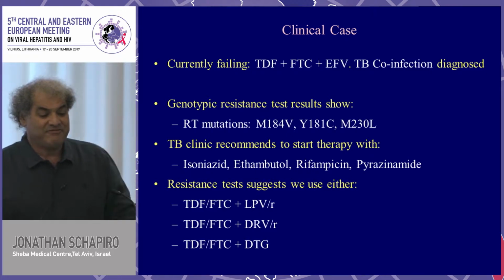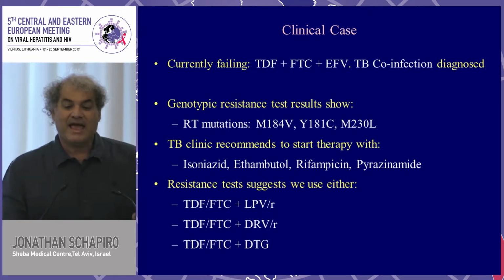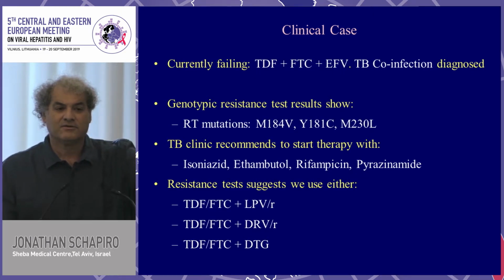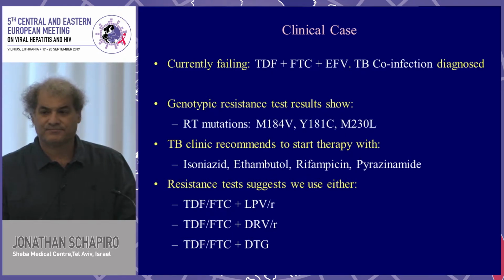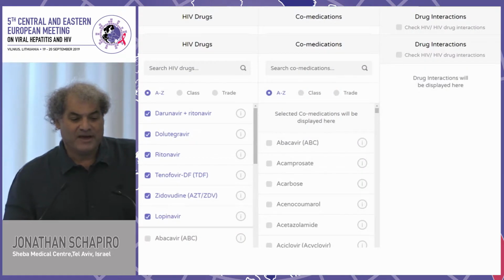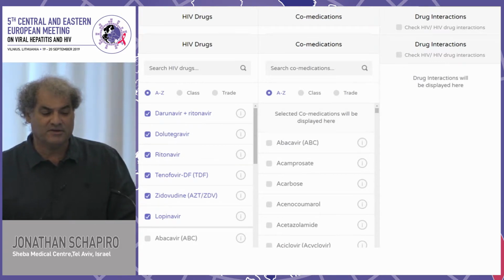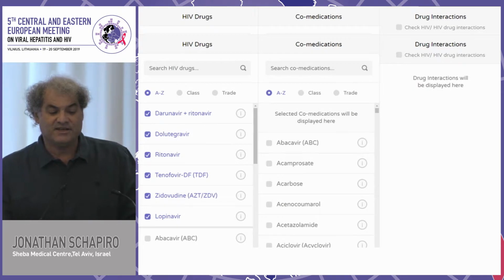So what are the drugs? So we have 4 TB drugs we're going to enter, and we're going to enter all those options from the drugs we can give the patient. We'll enter tenofovir, and we'll enter AZT, although I'm not using it here, lopinavir, darunavir, ritonavir, and dolutegravir. And we'll see which of these options do or do not interact with the TB drugs we want to give. Okay, I entered here all our possible options: darunavir, ritonavir, dolutegravir, ritonavir, tenofovir, AZT, and lopinavir.